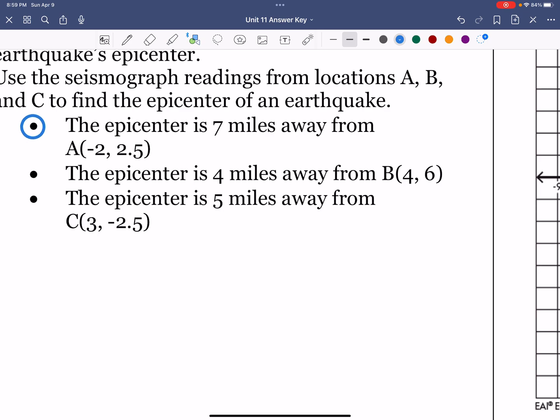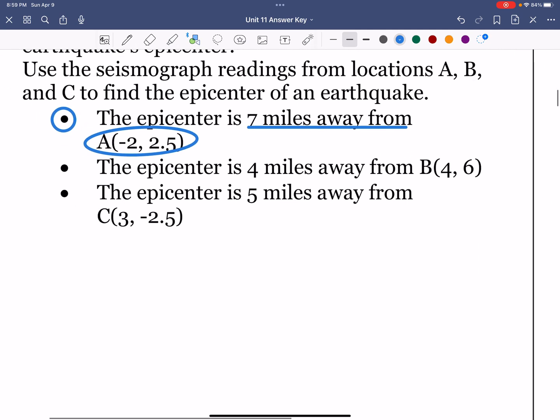And we're saying that it is 7 miles away from the center at point -2, 2.5. So this here, that -2, 2.5, is actually going to be my (h, k) of this seismograph A. And then the 7 miles is going to be my radius.